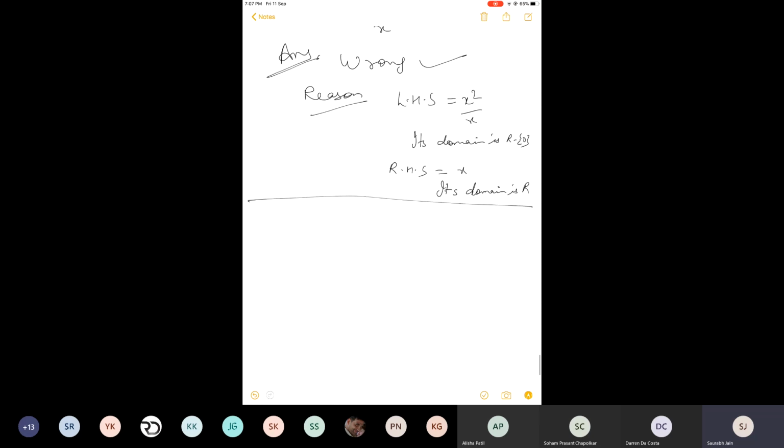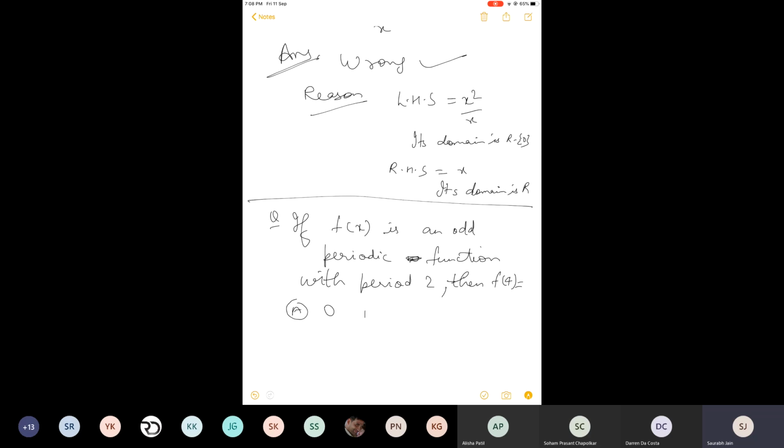Okay, there is this question: if f x is an odd periodic function with period equals 2, then f 4 equals, and the options are 0, 2, 4, minus 2.